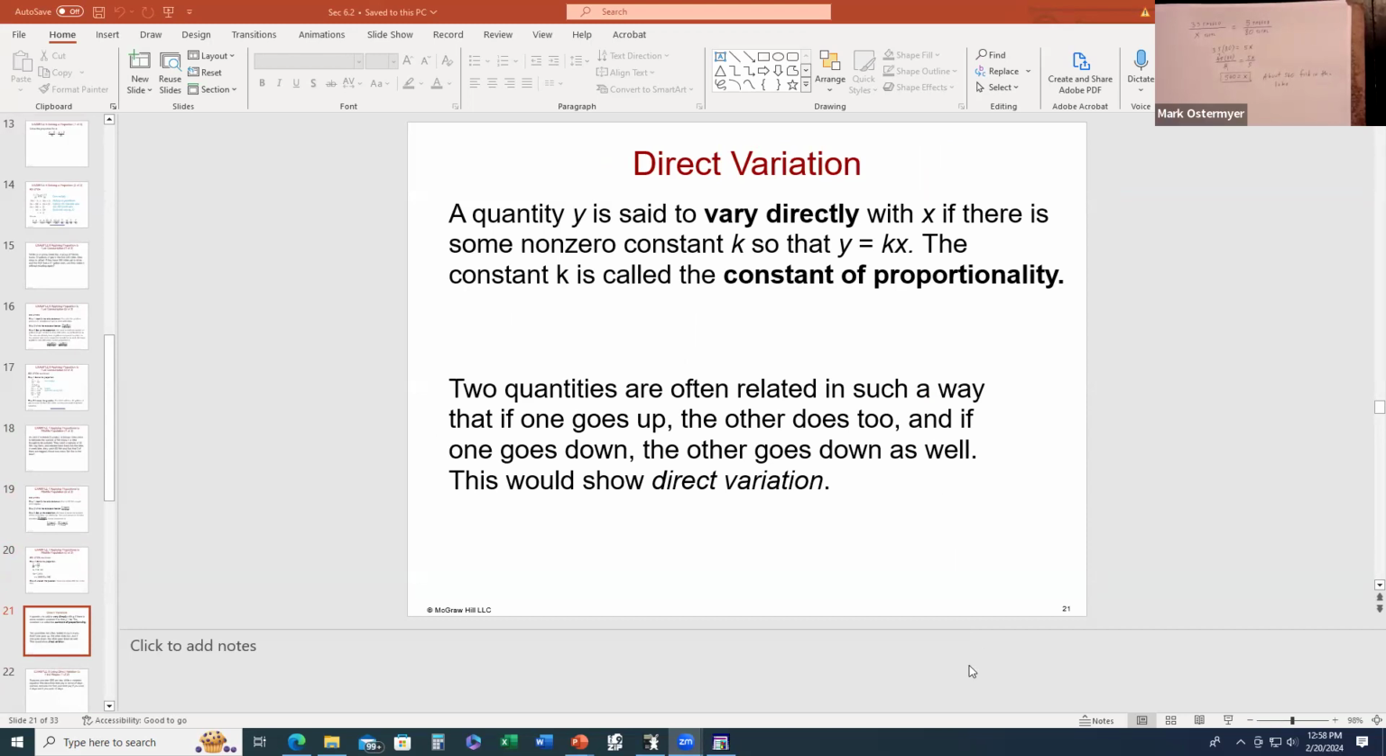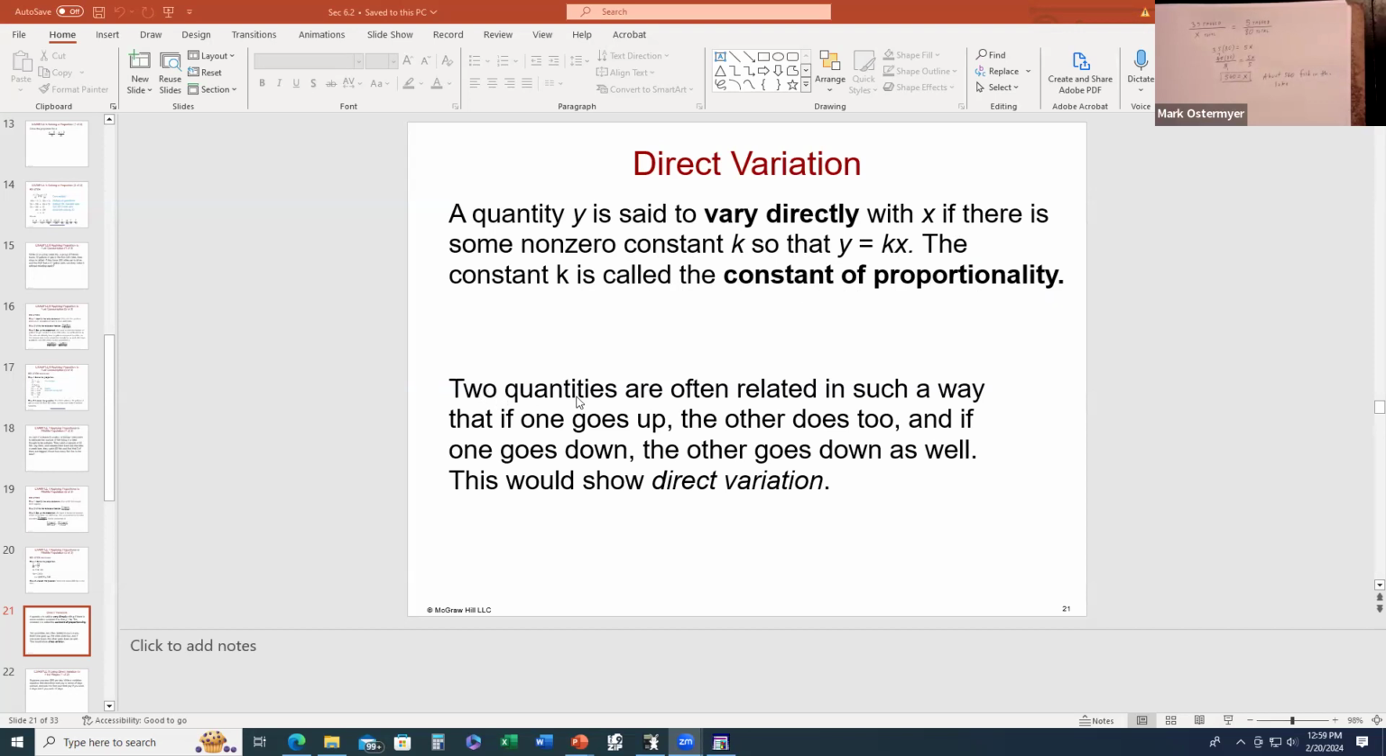Now, there are 2 different types of variations that we're going to touch base with. One called a direct variation, the other one's called an inverse variation. We say that a quantity y varies directly with x if there is some non-zero constant k such that y is equal to k times x. This constant is oftentimes called a constant of proportionality, or sometimes we call it a variation constant. And it has to be determined by using experimental data.